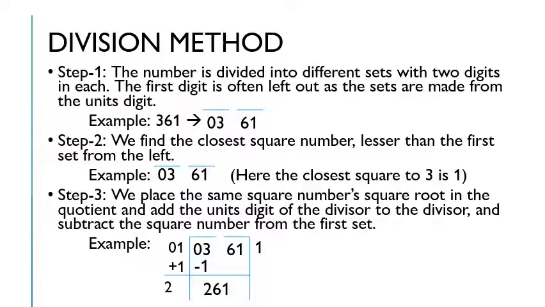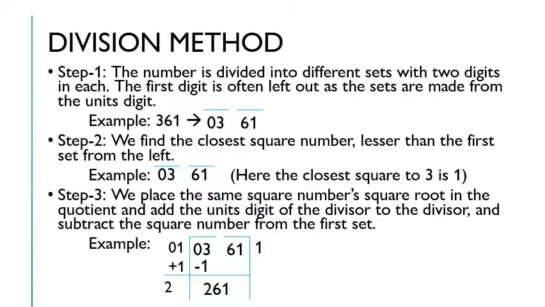Next, we find the closest square number lesser than the first set. So what's the closest square number to 3? That is 1, which is lesser than 3. We place the square root of the same square number in the quotient, add the units digit of the divisor to the divisor, and subtract the square number from the first set.